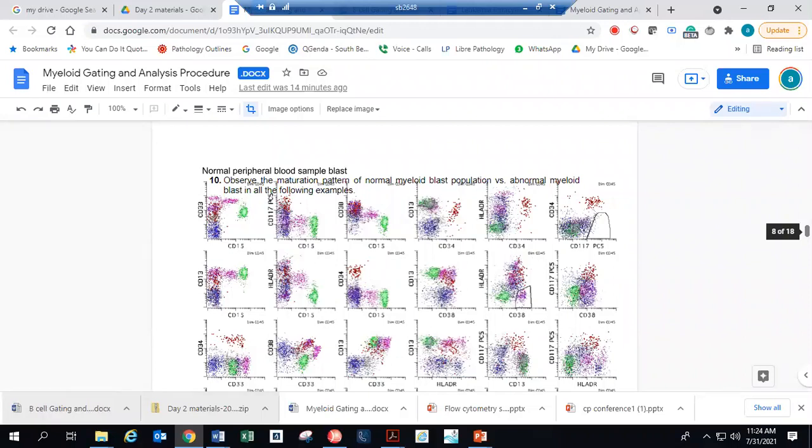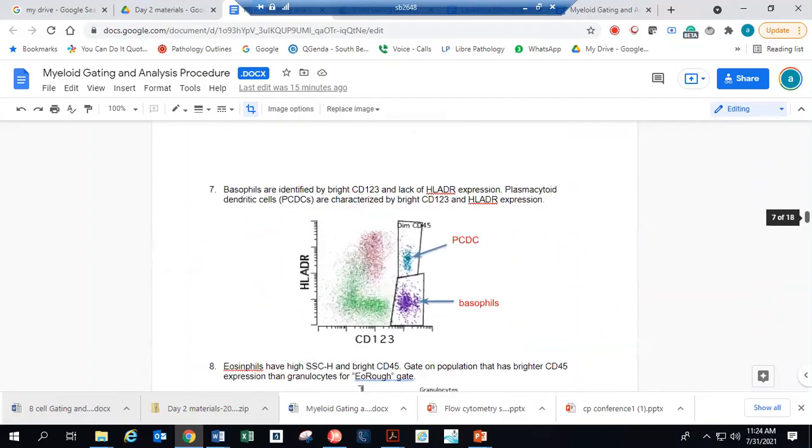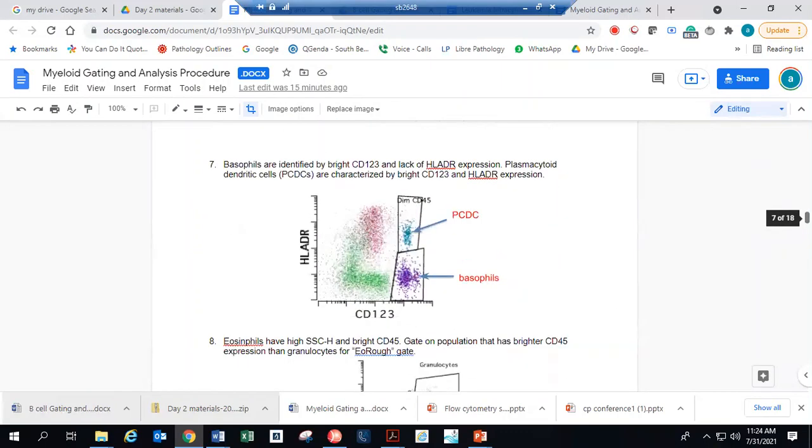Yeah, I'm here. I just wanted to say that plasmacytoid dendritic cells and basophils will sit along with the blasts in the blast gate, which is why we have to differentiate them using CD123 and HLA-DR, because in CD45 versus side scatter, they sit together in the blast gate, and we have to be sure that we don't call them blasts. So we need to make sure we exclude them when we gate for our blasts. Right. That's one thing.